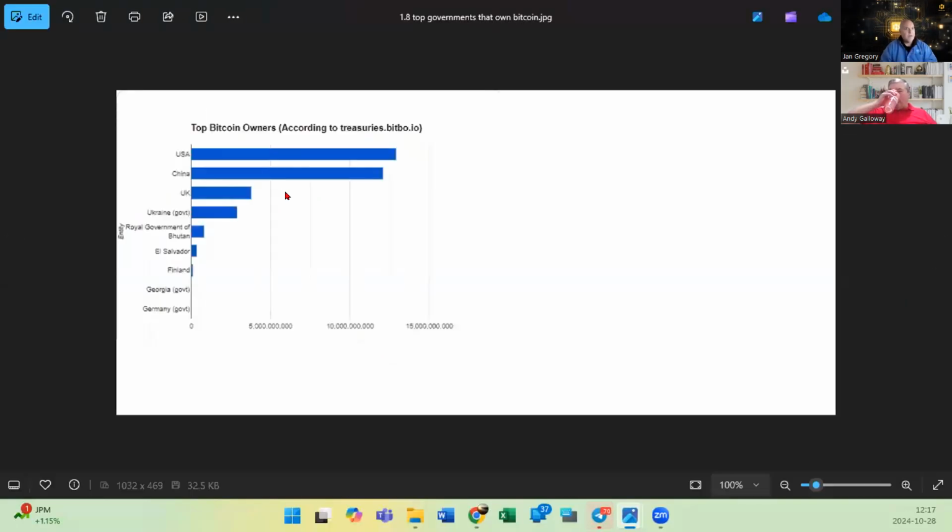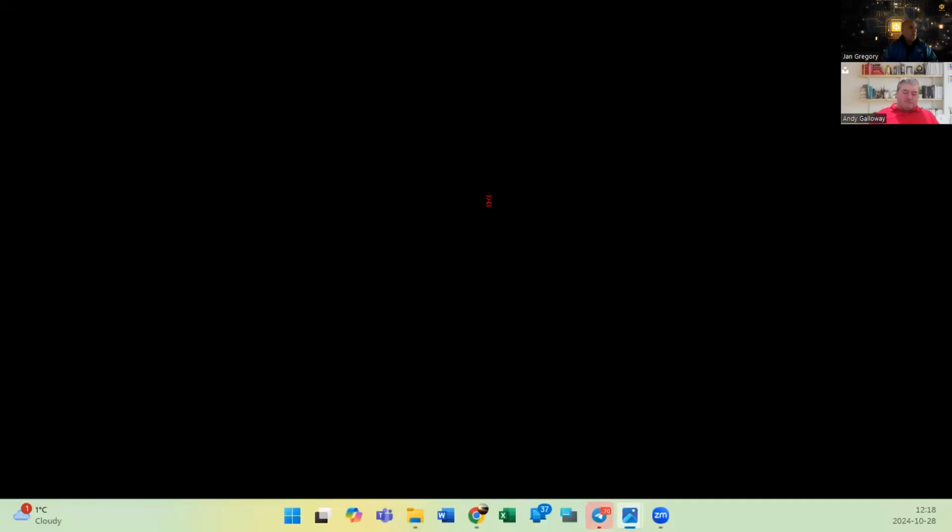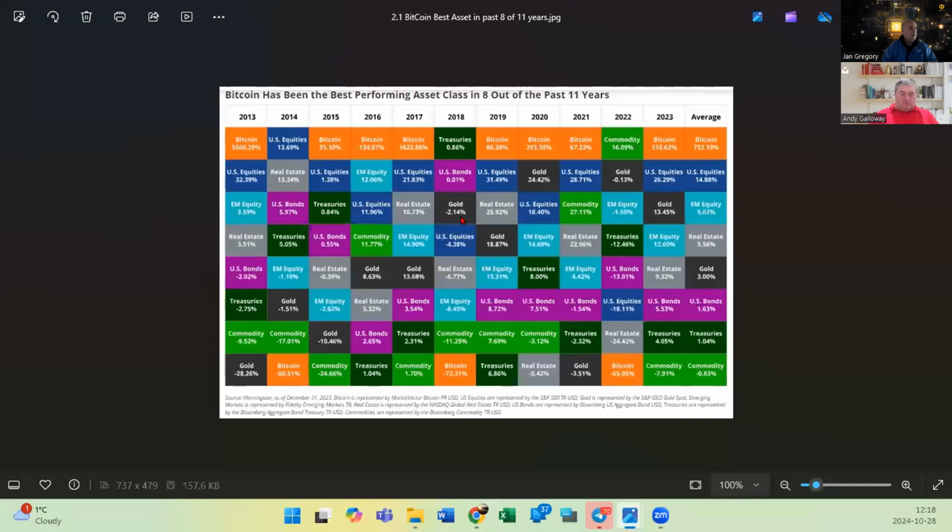Why is that? Part of the reason why, feel free to answer in the chat, is because of control of the asset. But here's some other important things about this asset that you need to know. Bitcoin, in 8 of the past 11 years, has been the top performing of any class. Any class, it's the top performer.